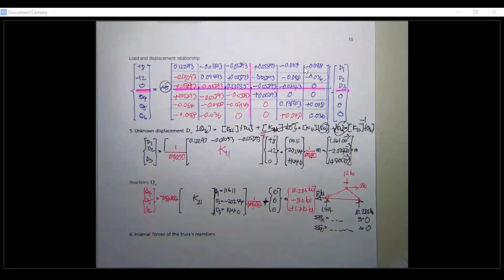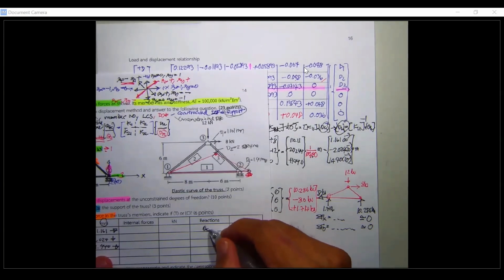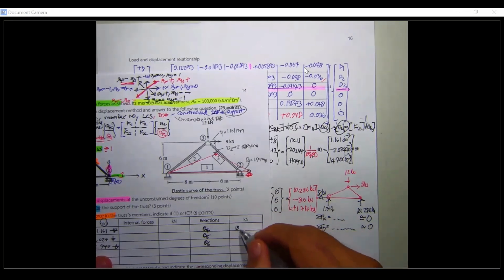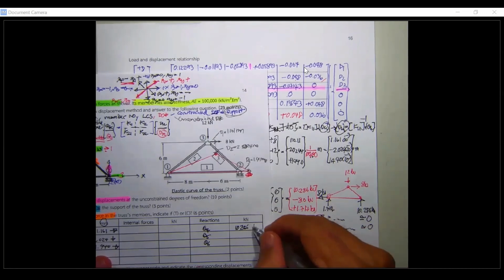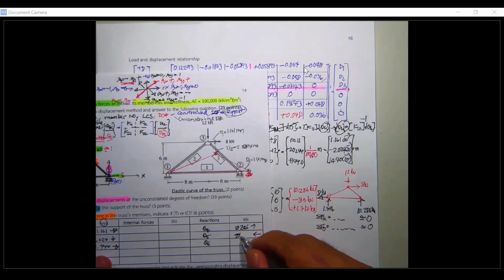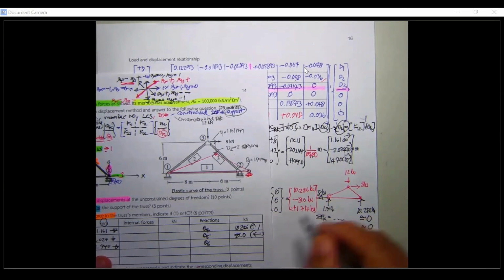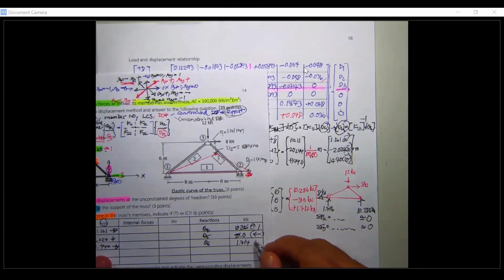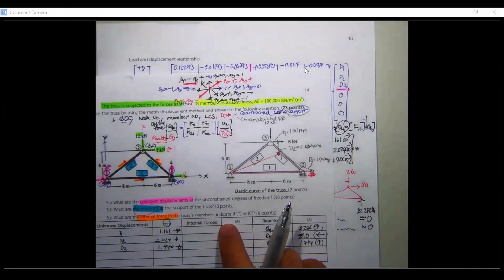The last one, you have to put this one again into the reaction. That is going to be Q4, Q5, Q6, and then 10.286 kilonewton upward positive. This is going to be 8.0 in this direction and 1.714 in this direction. So just put it into this one. And the last one, internal forces, there are 3 of them.